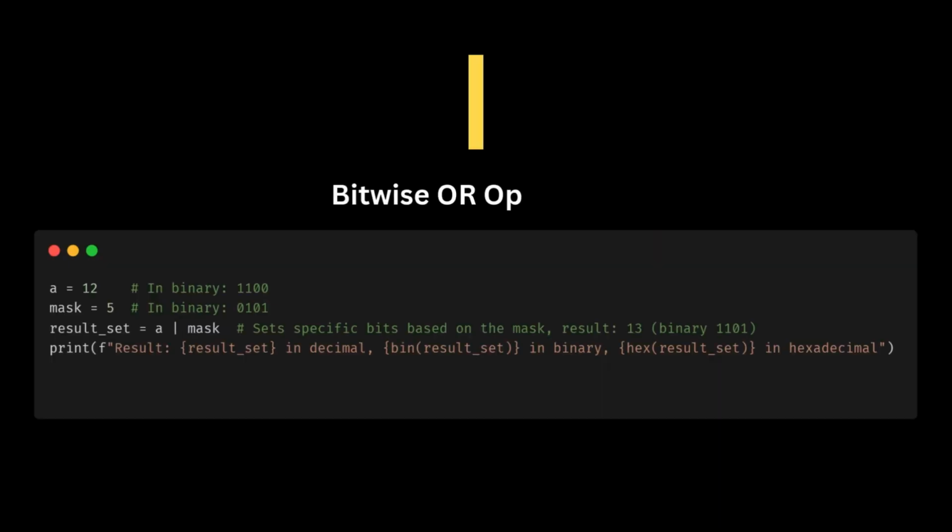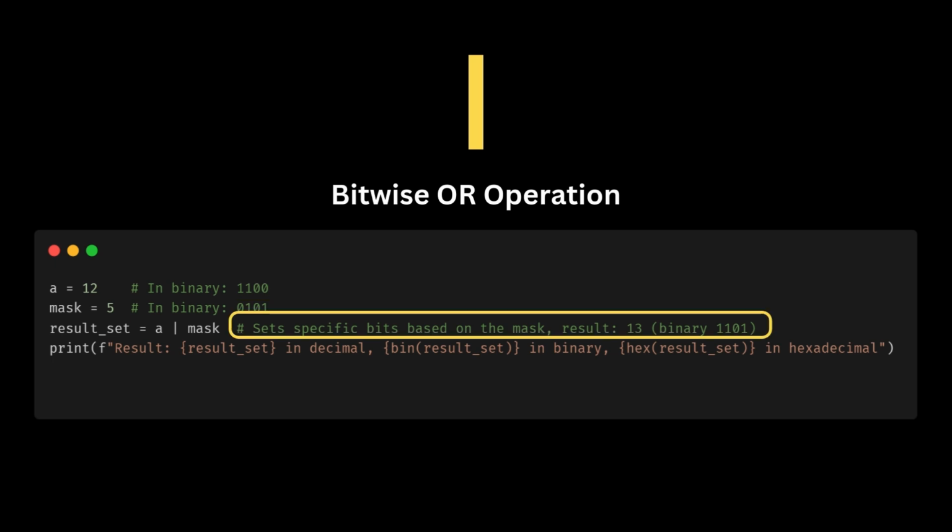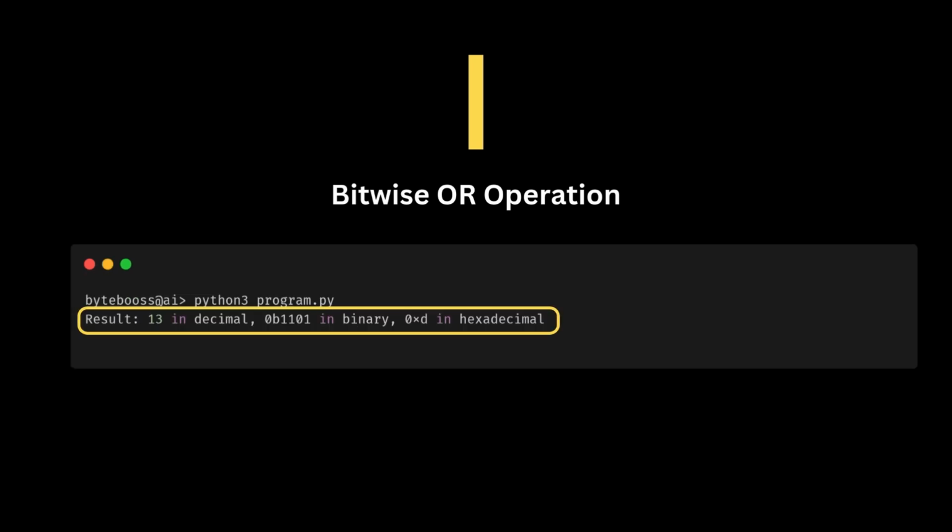Now let's use a bitwise OR operation to set specific bits for the same two numbers A and mask in Python. Wherever the mask has a 1, the corresponding bit in A will be set to 1. In this case, the result will be 13, or binary 1101, since the second bit has been set. You can also print this result. It will be 13 in decimal, 1101 in binary, and D in hexadecimal.